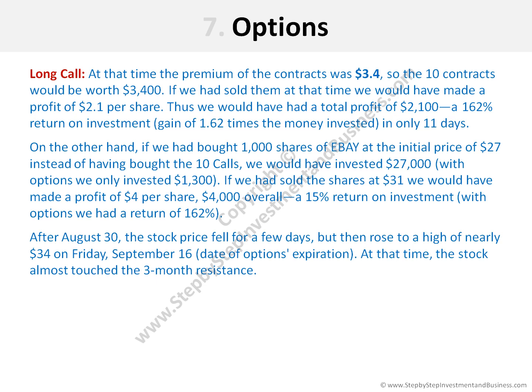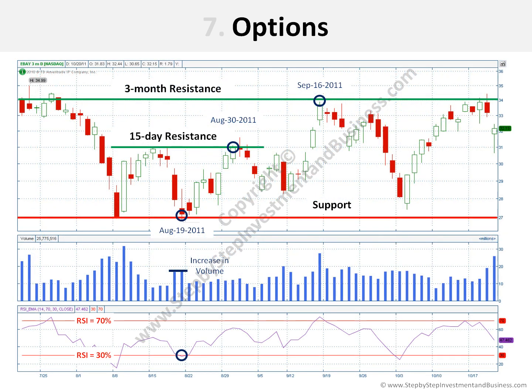After August 30, the stock price fell for a few days, but then rose to a high of nearly $34 on Friday, September 16, the day of options expiration. At that time, the stock almost touched the 3-month resistance. That can be seen here. After August 30, the stock price dropped a little, but then rose again, and finally, on the expiration day of the options, which was September 16, the stock almost touched the 3-month resistance.